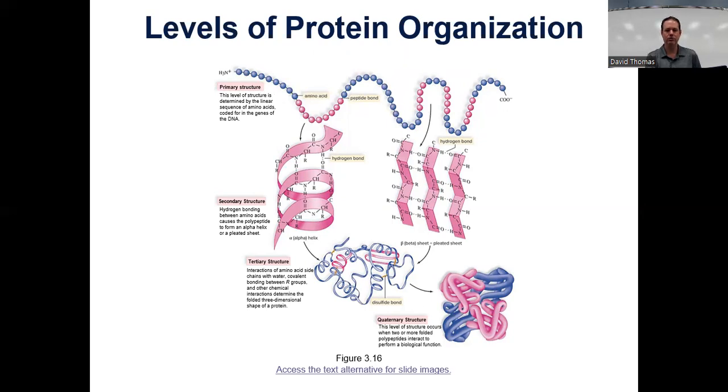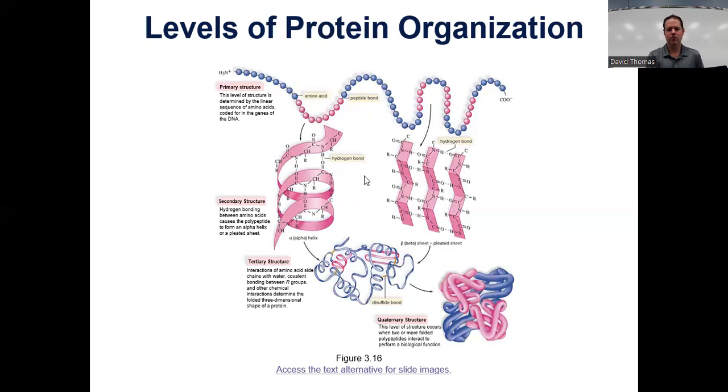The secondary structure, you can imagine this chain now kind of curling up a little bit. A lot of times that's because there are hydrogen bonds that reach out and attract the neighboring section of that protein structure, and it creates a coil effect or a helical effect.